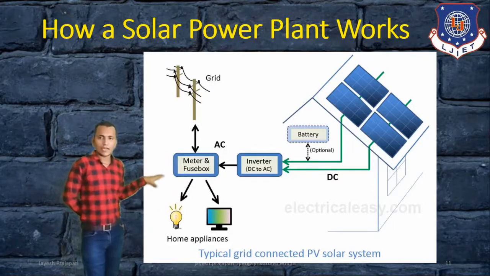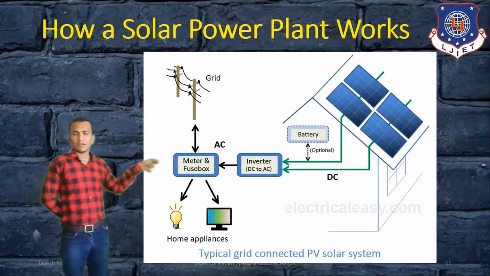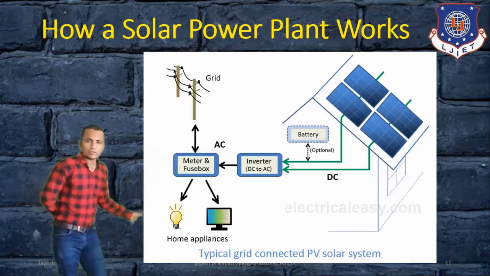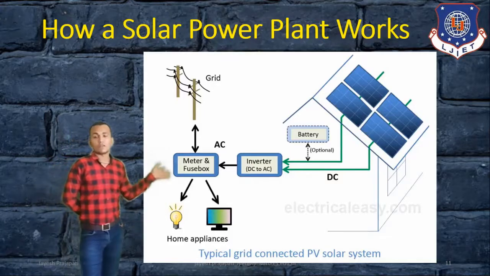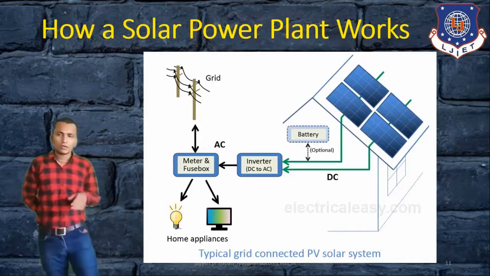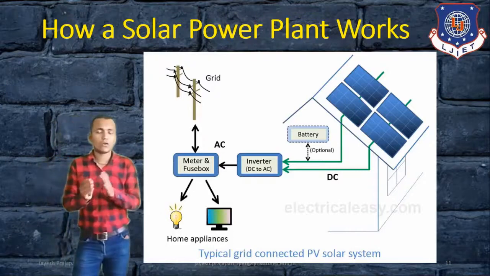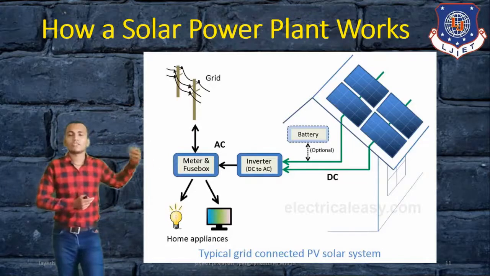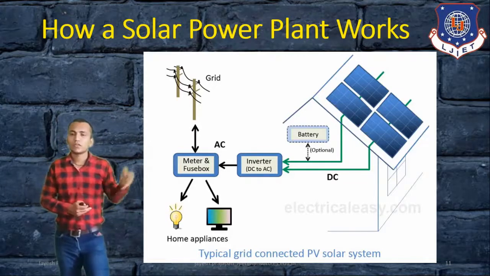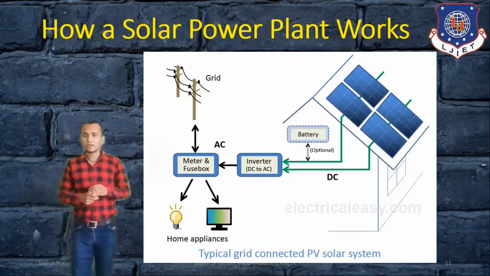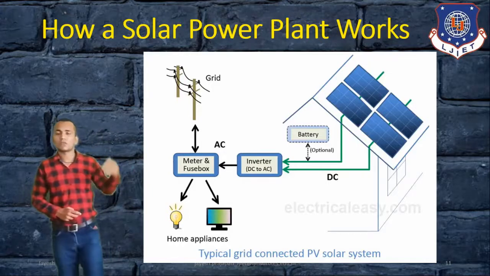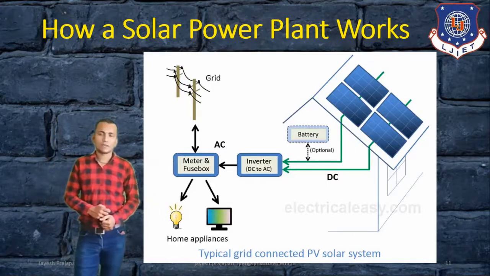Then the meters and fuse box system, and the panels that can receive the AC supply. Then it is used in home appliances, and whatever is not required by the home, if the home's capacity is 1 or 2 kilowatt and the solar panel generates more than 1 or 2 kilowatt, then it will be transferred to the power grid. So that is how a solar panel or solar plant works.